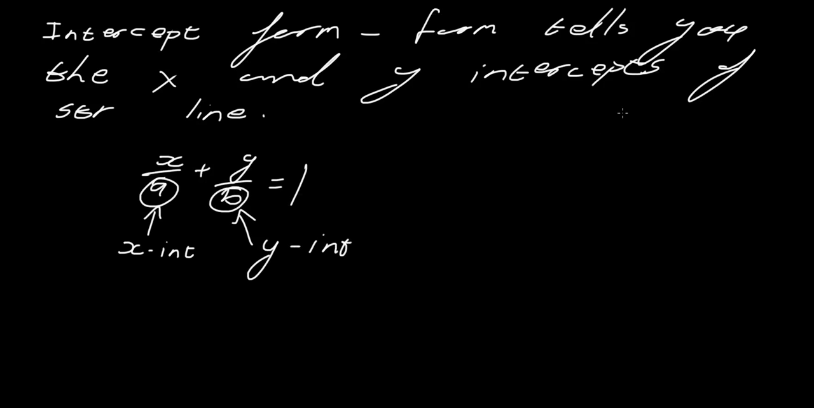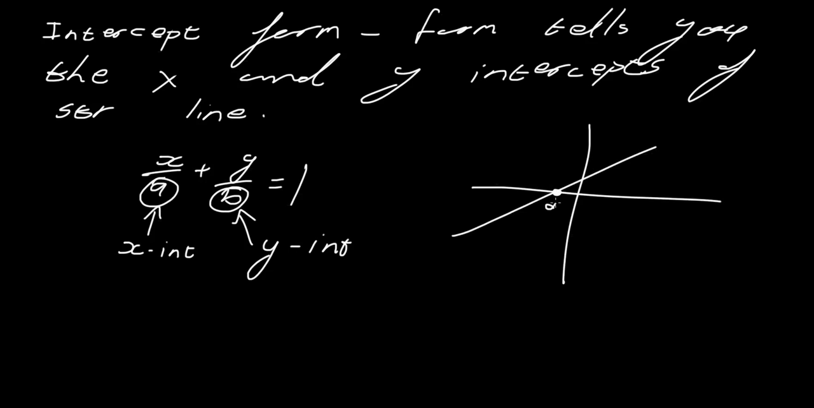Okay, so basically if you had your straight line and you do it like that, this point here would be A, this point here would be B. It's as simple as that. Let's take a look at the example that they gave for the intercept form, which is example 7.